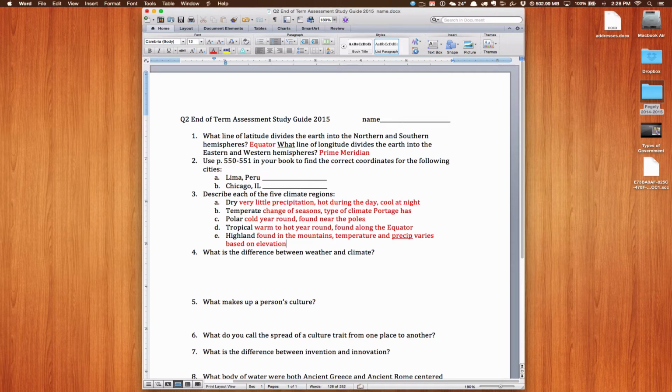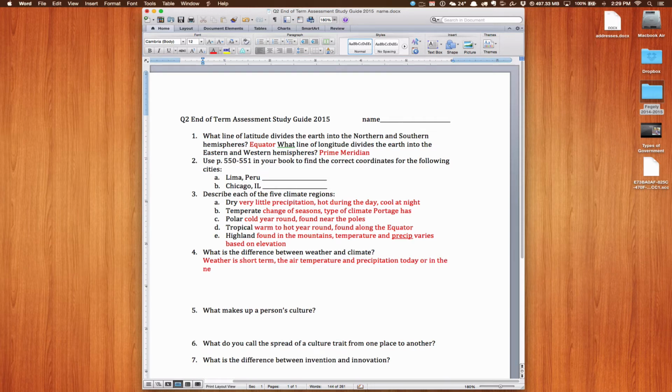Okay? Difference between weather and climate. We talked about that a bit last week, or reviewed that a bit last week, but weather is short term. The air temperature and precipitation today or in the near future.